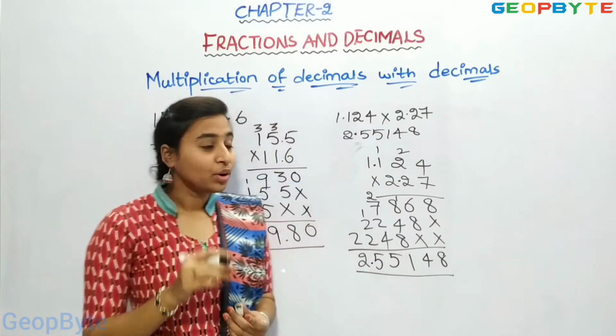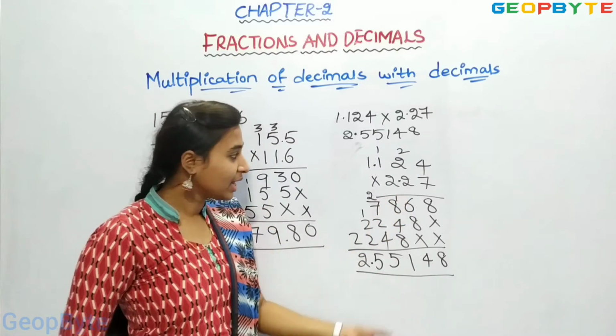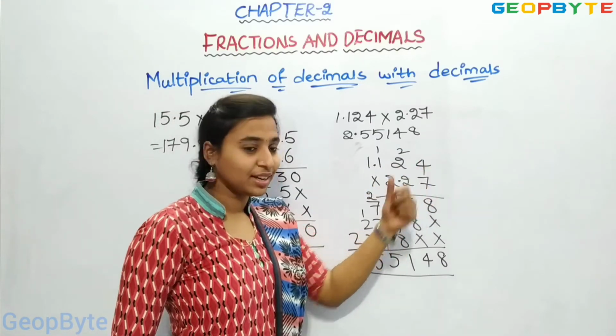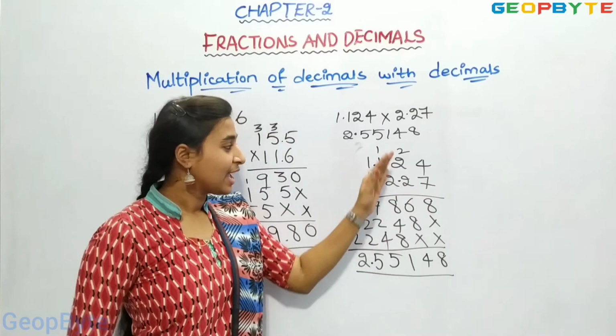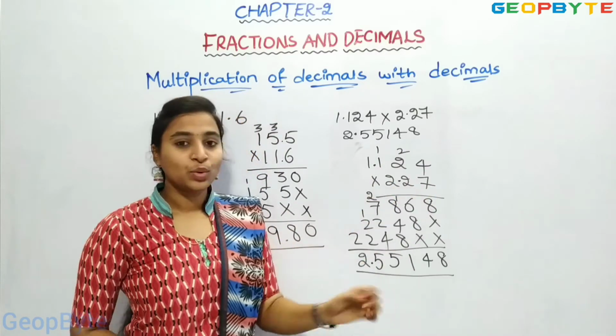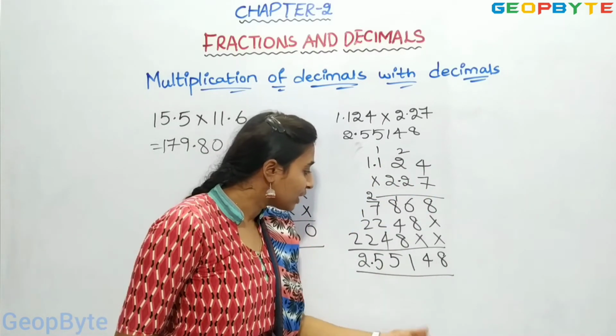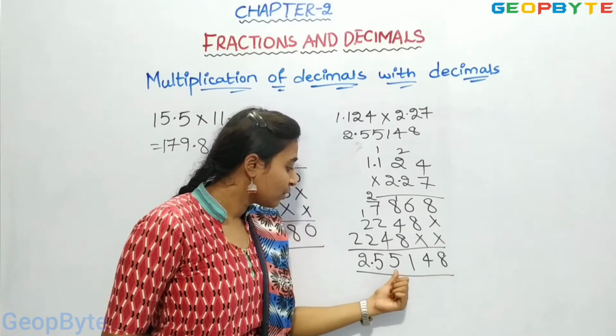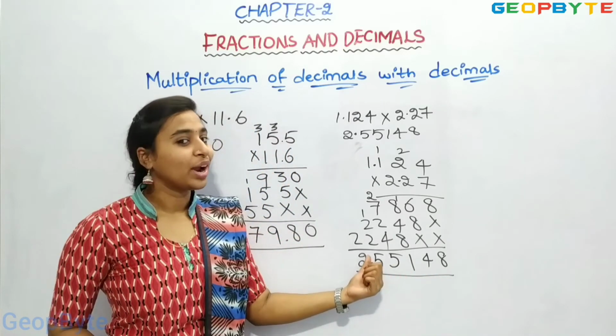2.55148, right? You know how to put the point, right? We have 3 digits here and 2 digits here. If we add 3 plus 2, we get 5. From the reverse, 1, 2, 3, 4, 5. We have put the point here.